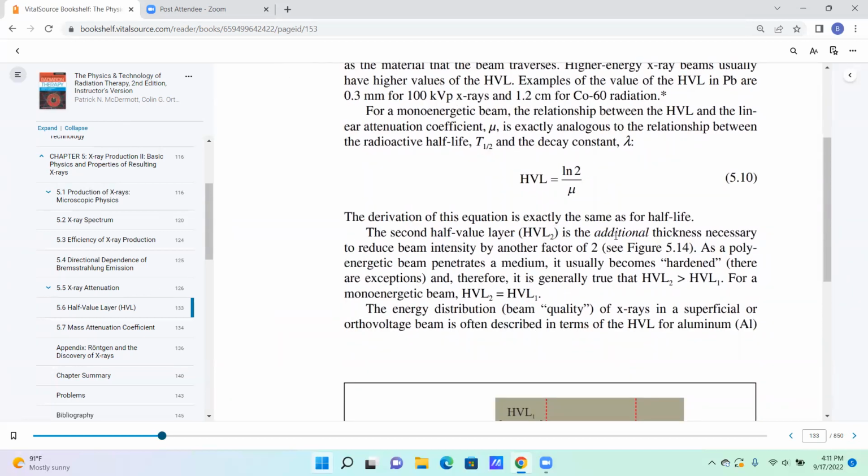The second half value layer is the additional thickness necessary to reduce beam intensity by another factor of 2. For a polyenergetic beam, it's going to become hardened. In other words, the weaker energies are going to be weeded out. Generally, the second half value layer is going to be greater than the first half value layer. For a monoenergetic beam, there is no such hardening, so they're equal.